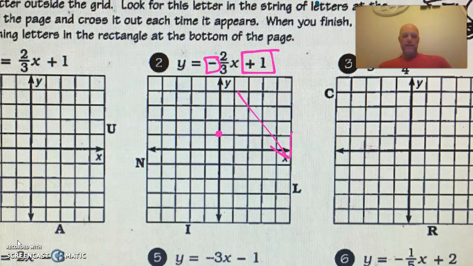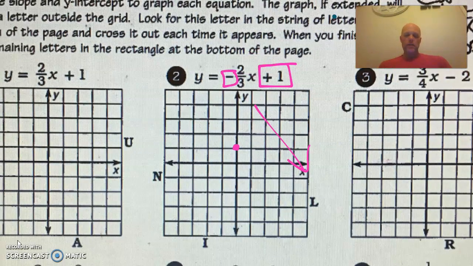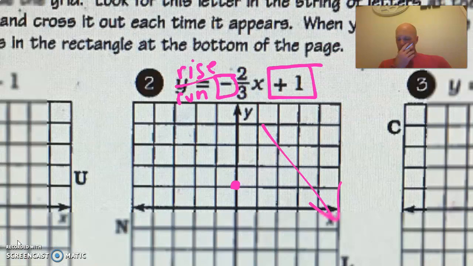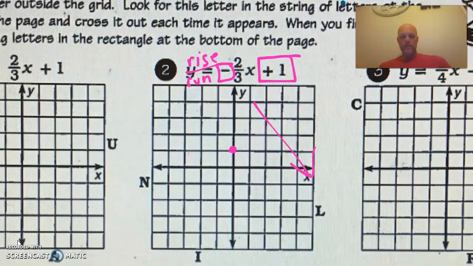The slope is -2 over 3. So remember, that is rise over run. Okay, rise over run. But it is a negative, so we're going to go down 2 and over 3. So we're going to go down 1, 2, and then over 1, 2, 3. There you go. We're going to connect those dots right there.